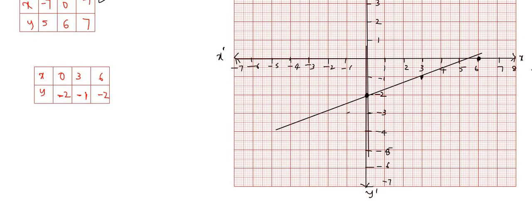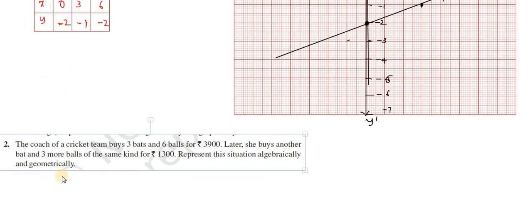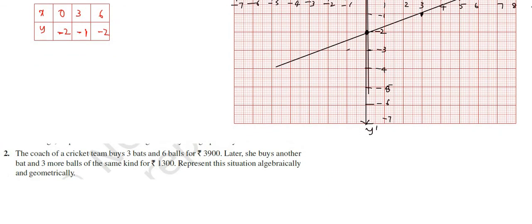Okay, then try to solve this problem in the homework book. A coach of a cricket team buys 3 bats and 6 balls for rupees 3,900. Later she buys another bat and 3 more balls of the same kind for 1,300. Represent the situation algebraically and geometrically. First find the equations, then draw the graph.